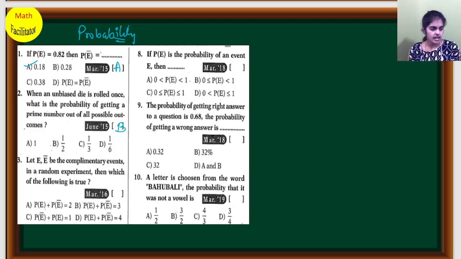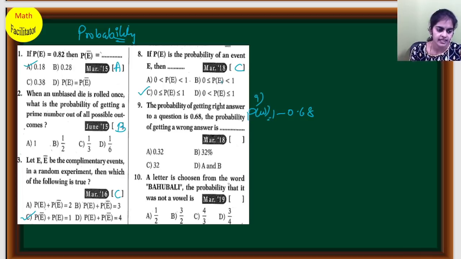Now E and E bar are complementary events. So P of E bar plus P of E is always equal to 1. This is the correct option. P of E is the probability of an event, and the probability of an event always lies between 0 and 1, and it can be equal to 0 or equal to 1 also. The probability of getting the right answer is 0.68. Wrong answer is 1 minus 0.68. So write the correct answer here.